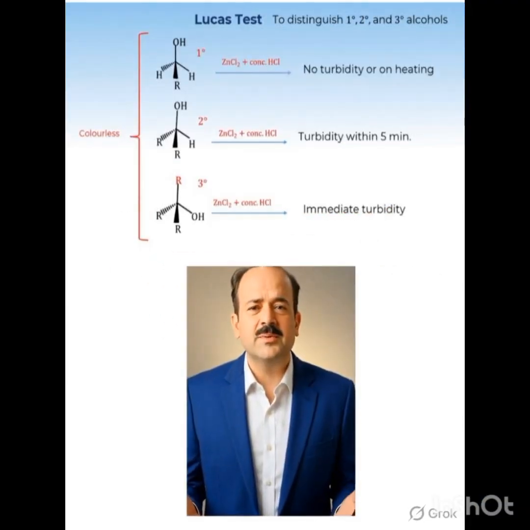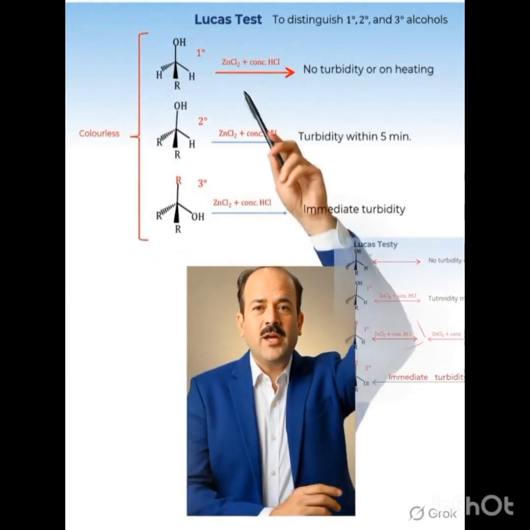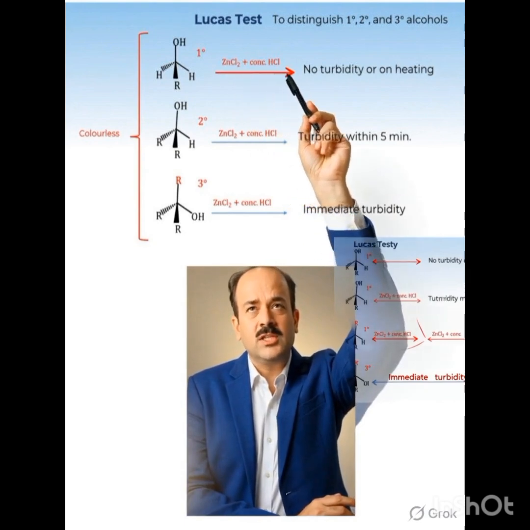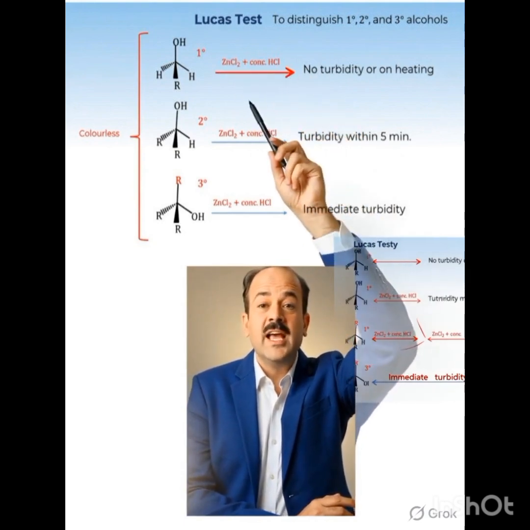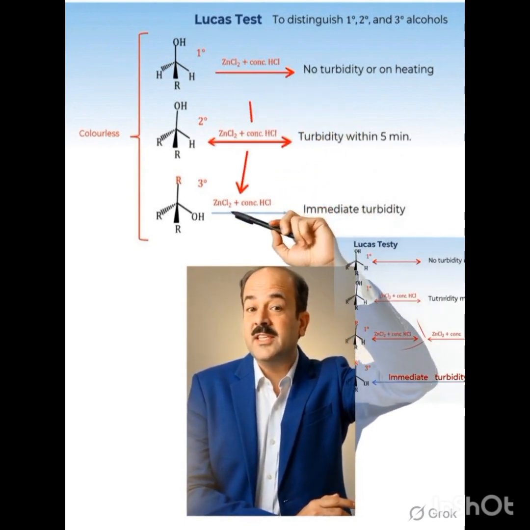Hello students, today we are studying the Lucas test. Look at the diagram. For secondary alcohols, turbidity forms within 5 minutes. And for tertiary alcohols, turbidity is immediate.